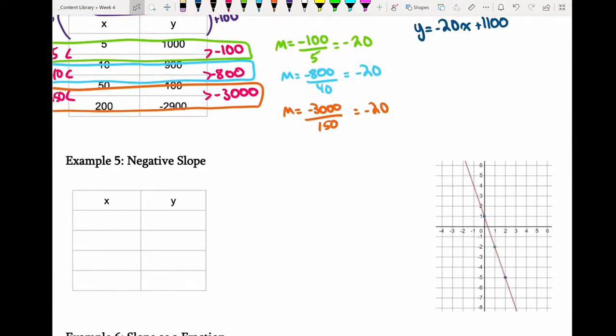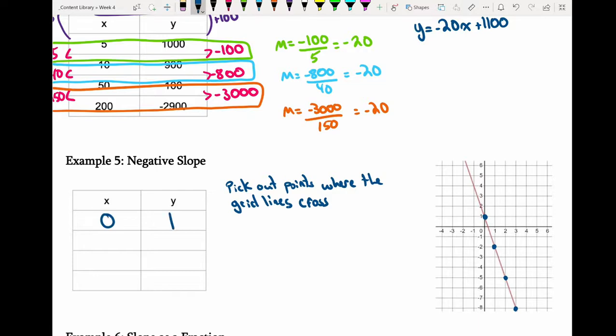Again, if I'm looking for the negative slope and I have a graph, we want to pick out points where the grid lines cross. Luckily for us, we're given 3 points that do cross nicely. If we wanted to, there are a few other points that we could use as well. But I'm just going to pick at least the 3 that were given, maybe one more because we have the extra space. So for the first one, we have 0 for x, 1 for y.